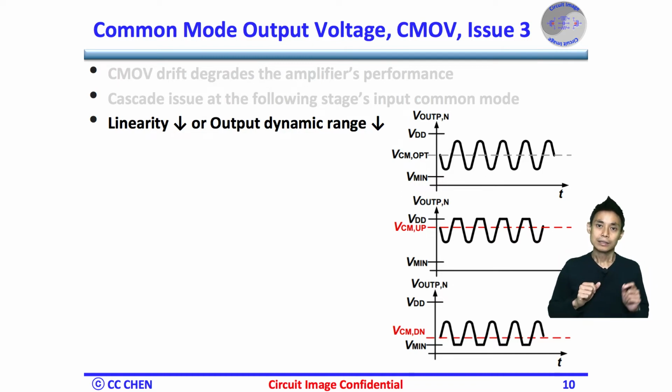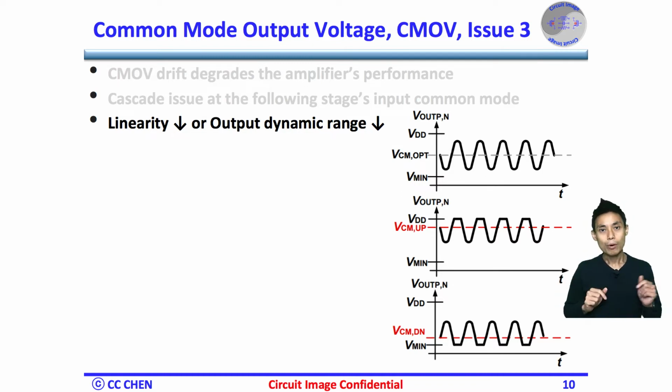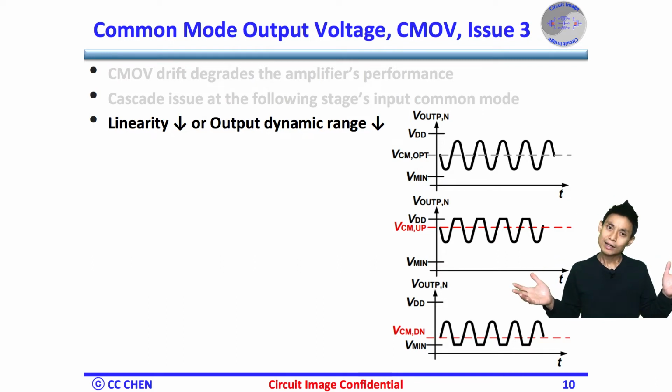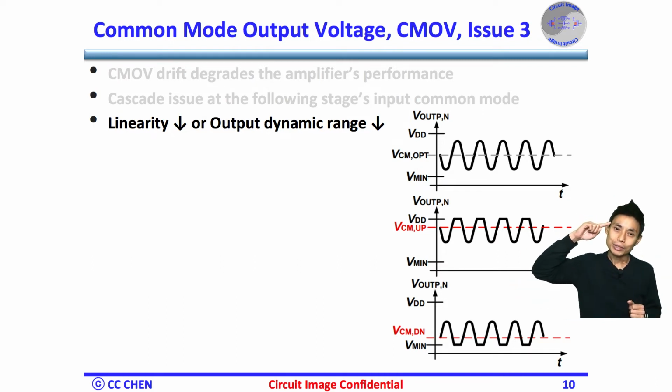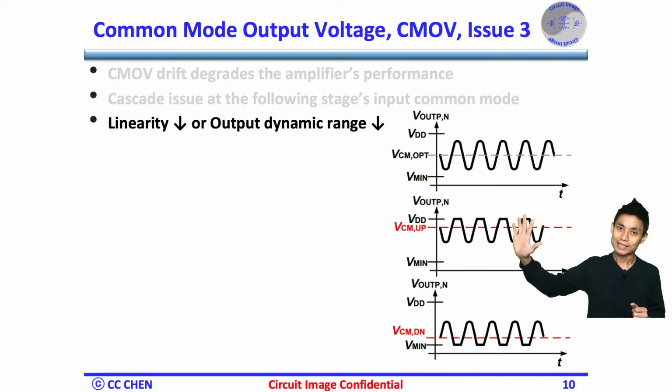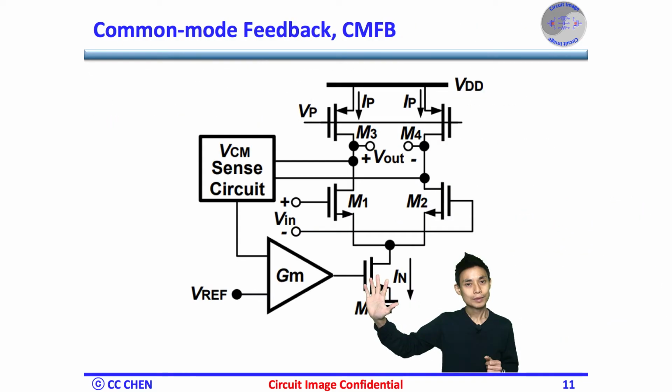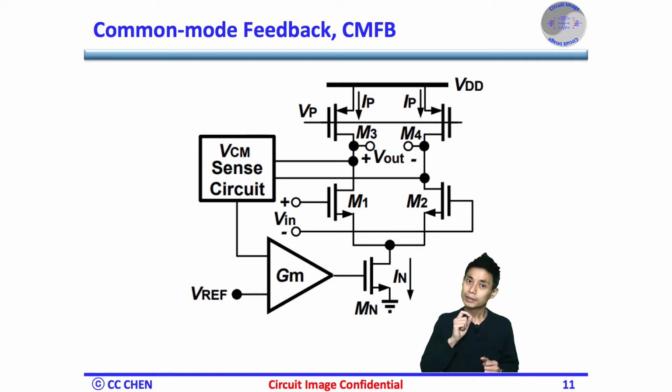After understanding the common mode drift issue, how do we fix it? Think about your answer for 5 seconds. Bingo! Just add a negative feedback loop to correct with a reference voltage level.